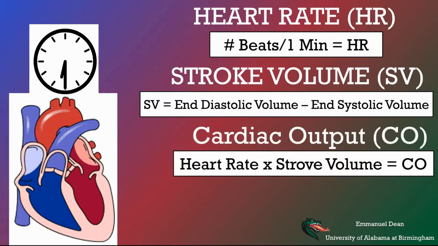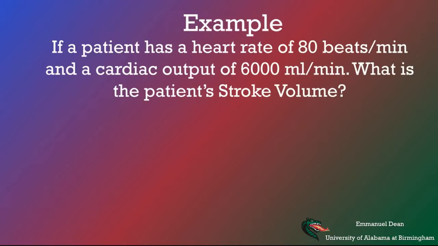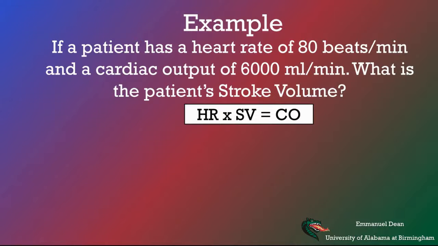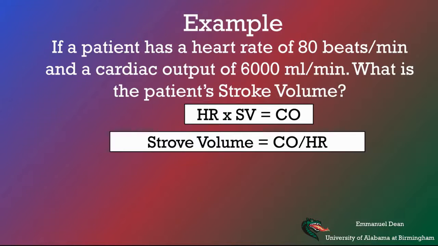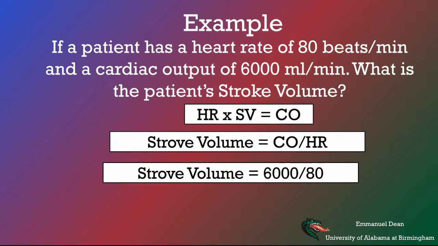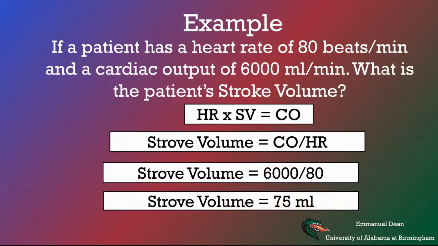To conclude, we'd like to work an example problem to see how well you've been paying attention. It states, if a patient has a heart rate of 80 beats per minute and a cardiac output of 6,000 mL per minute, what is the patient's stroke volume? To solve it, first we have to remember the cardiac output formula, which is equal to the heart rate times the stroke volume. Next, we have to manipulate it for the stroke volume. And lastly, we plug in the values, and we see that the answer is 75 mL.